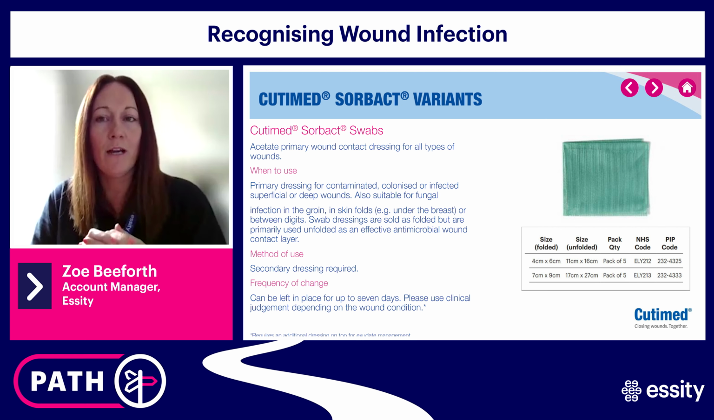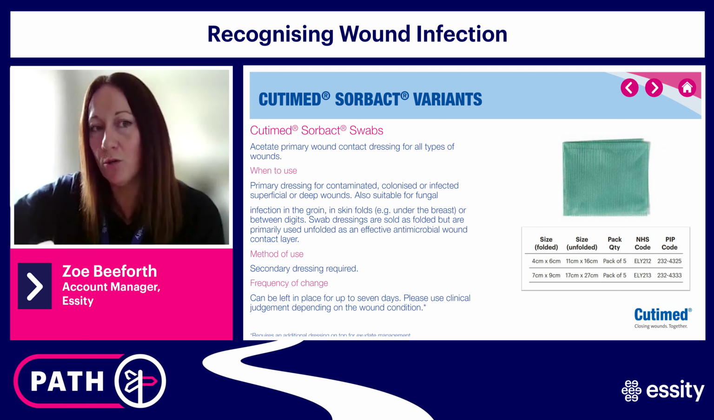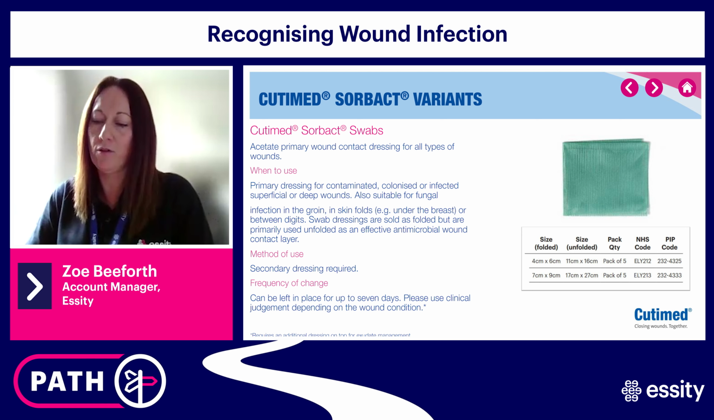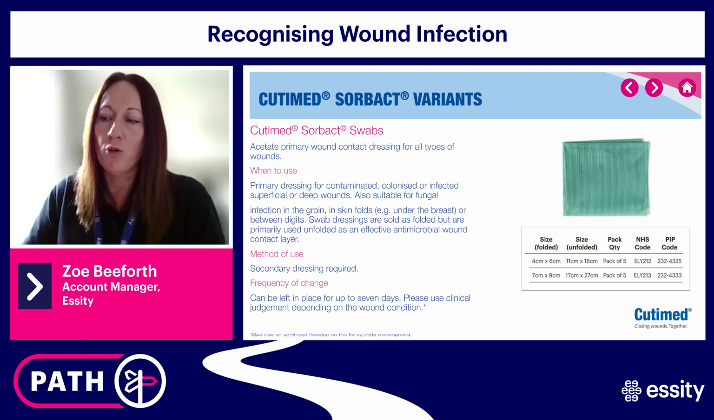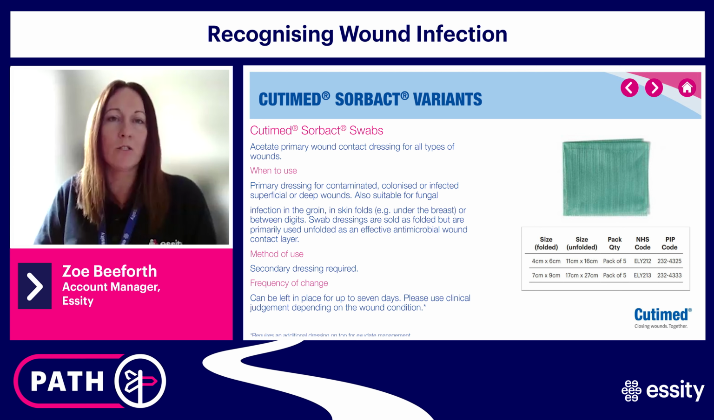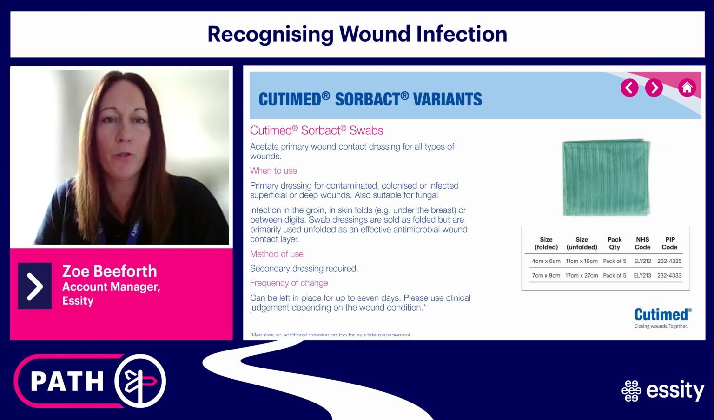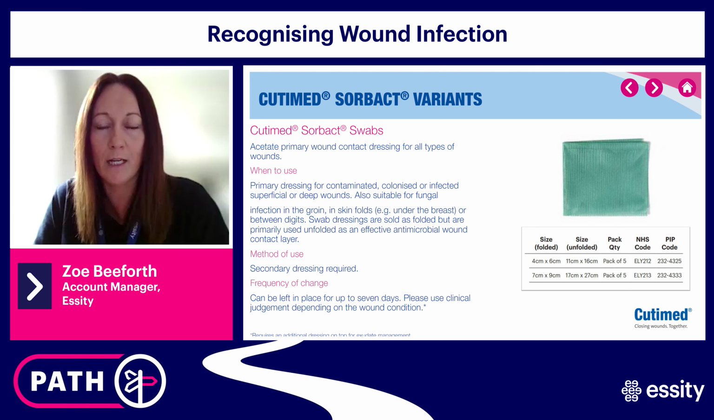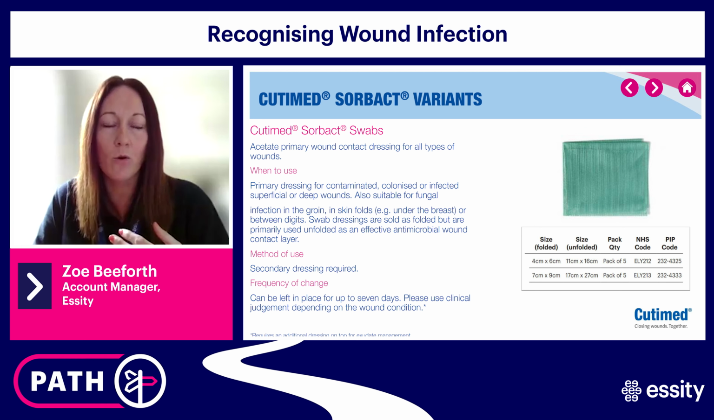So to remind you of the 2 variants, we've got Cutamed Sorbat swabs, which do come in 2 sizes. So we have 4x6 or 7x9. So really good to have a choice when you're doing your holistic assessment as to which size would be more suitable for your patients. So this is an acetate primary wound contact dressing, and it's suitable for all wound types. We also can use this for skin folds, groins, or maybe in between digits, so fingers and toes, particularly suitable for fungal infections.